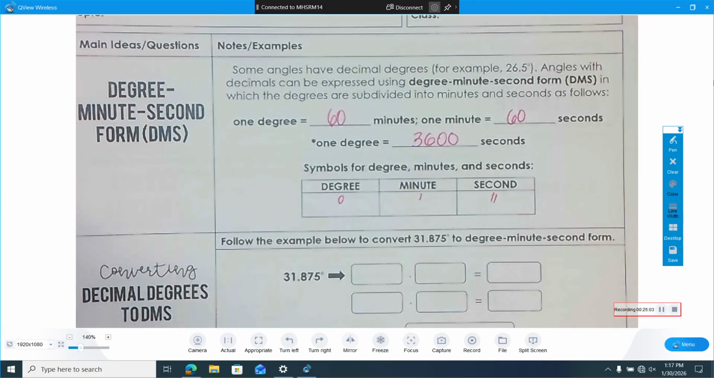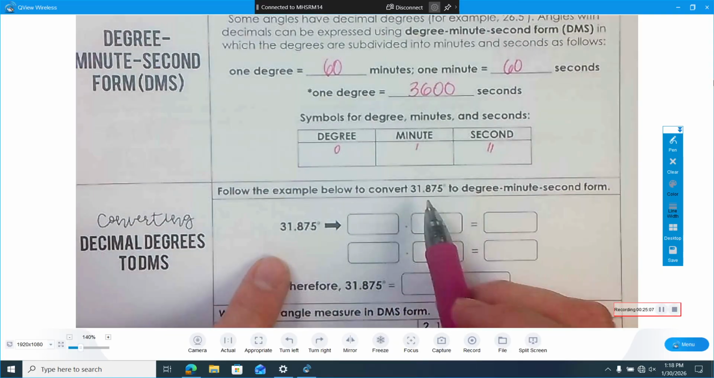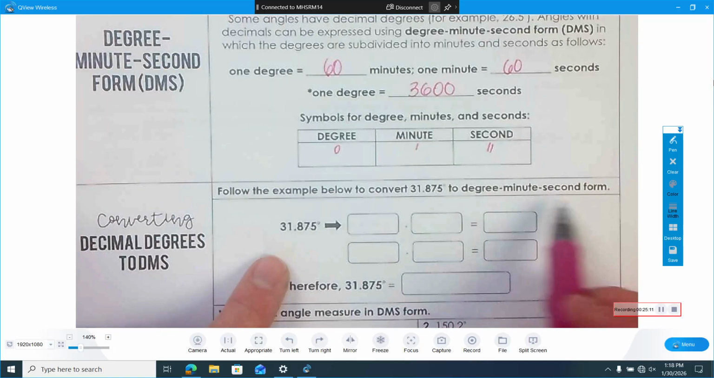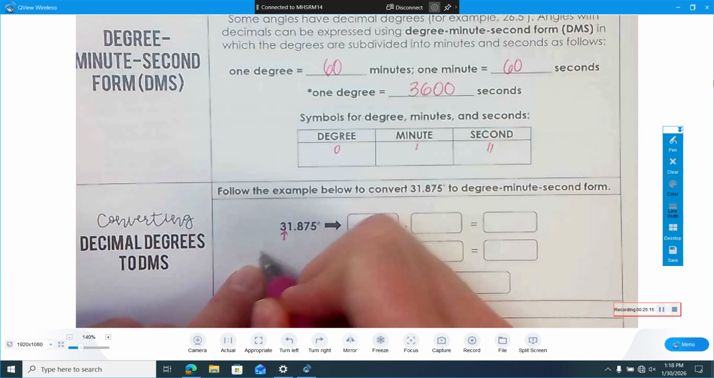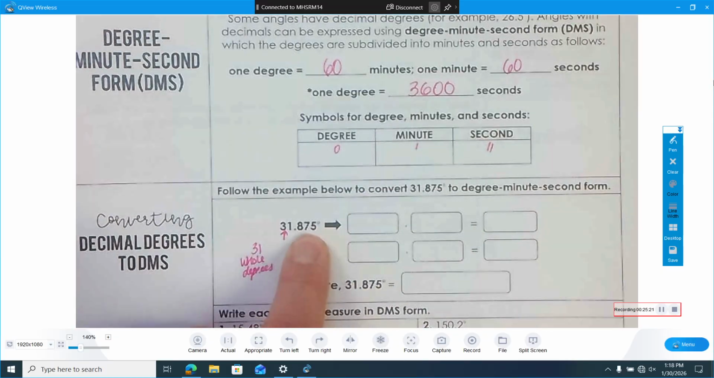All right. For the following example, we want to convert 31.875 degrees to degree, minute, second form. You have to think about this. We have 31 whole degrees, and here we have 8/10 plus a little bit of a degree. So approximately, how many minutes do you suppose that is?